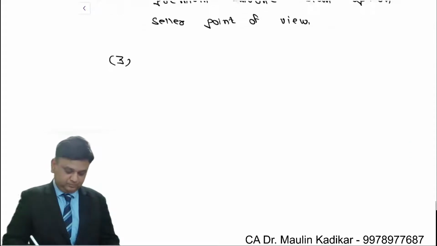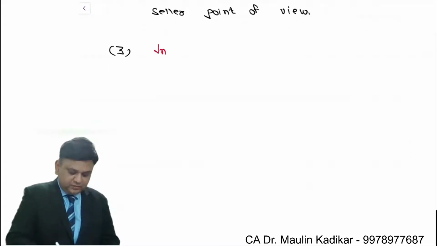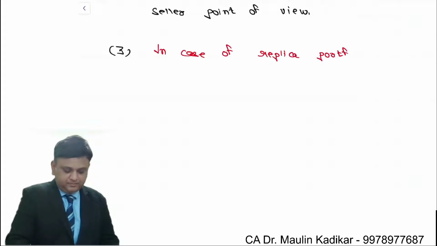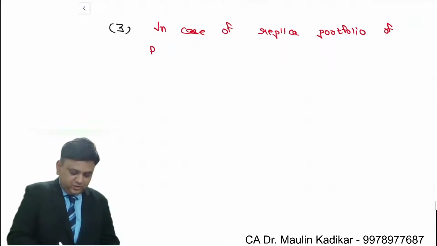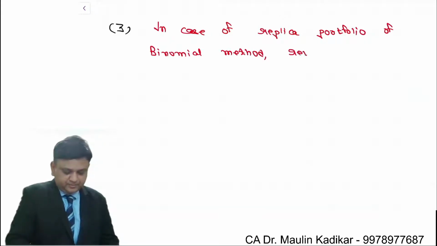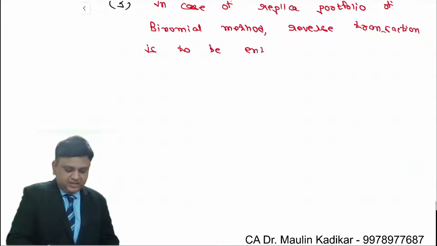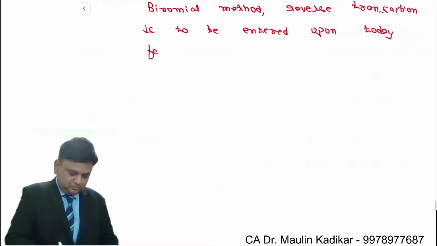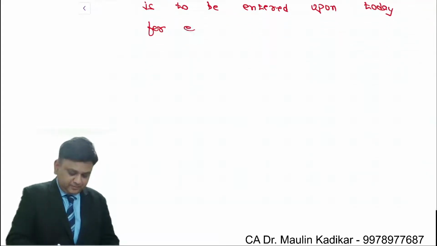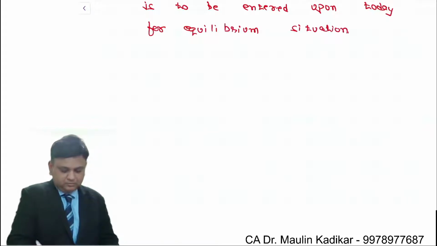Third point, in case of replica portfolio of binomial method, comma, reverse transaction is to be entered upon today for equilibrium situation. Full stop.